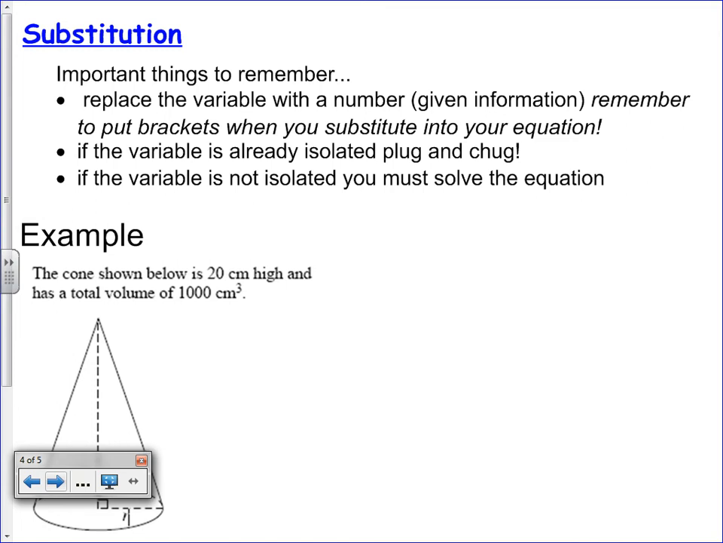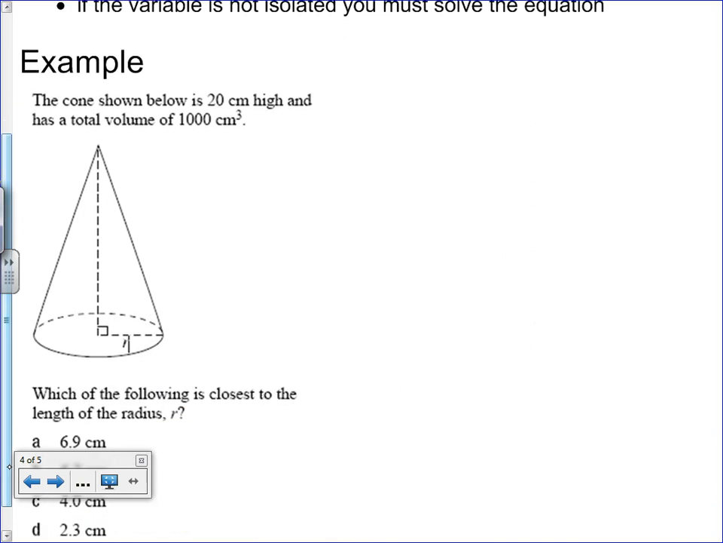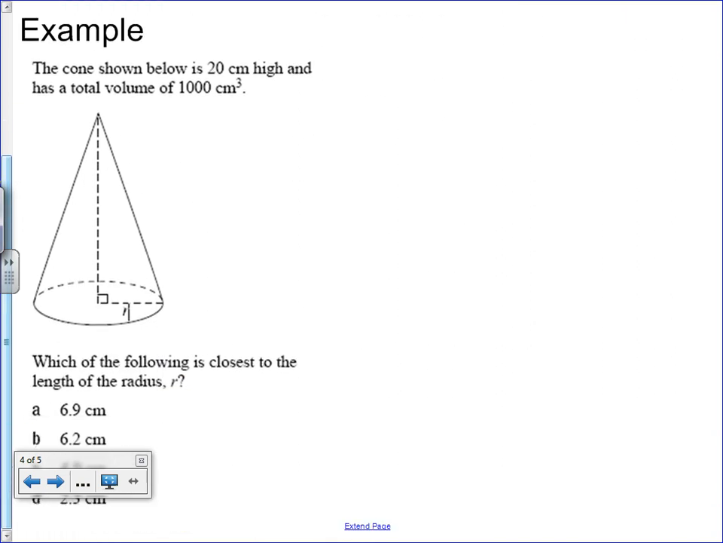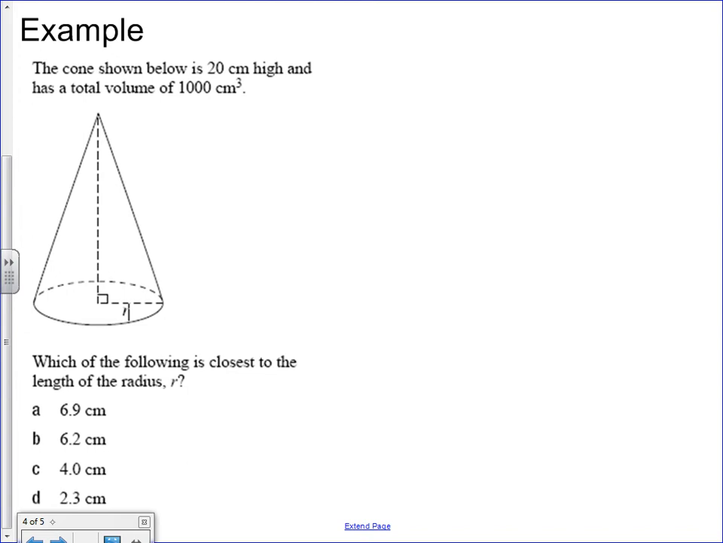Well, we're going to do the harder of them, and there's a similar question like this in your booklet. It says here the cone shown below is 20 centimeters high and has a total volume of 1,000 centimeters cubed. Which of the following is closest to the length of the radius? Okay, we're going to do this by solving equations. So first of all, I need a formula. What formula will I use if I'm talking about a cone? What formula? Nick?